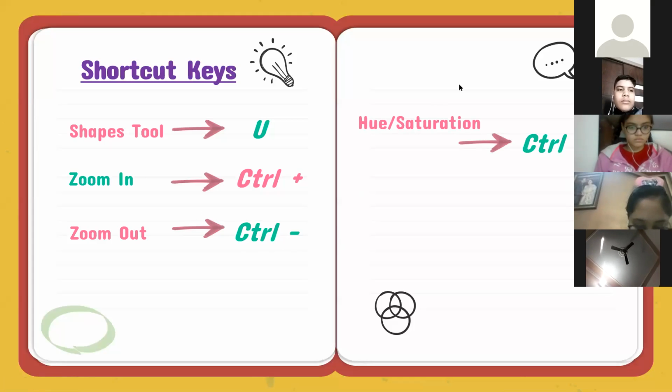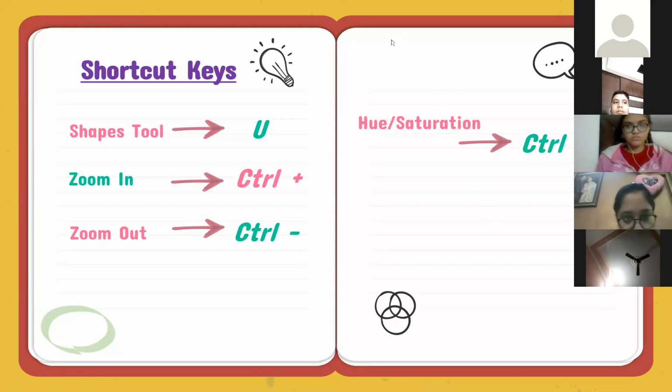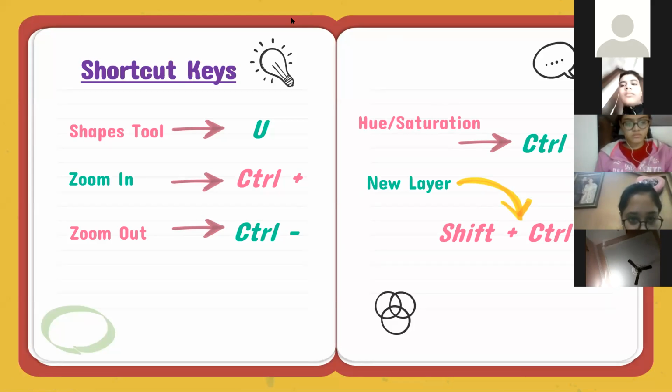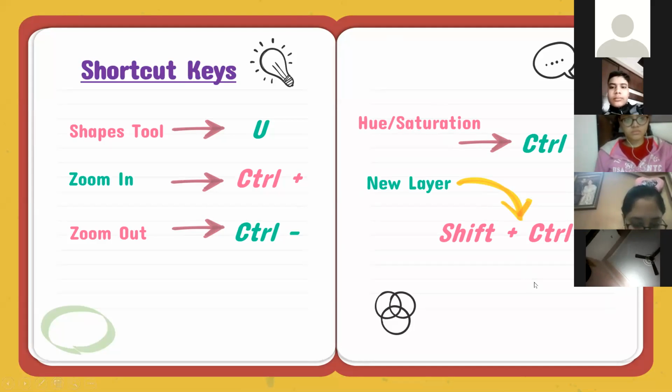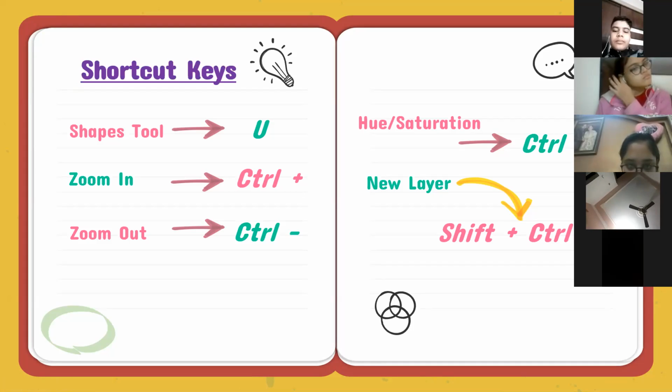Then hue and saturation dialog box, to adjust the hue and saturation in the image, the color and the intensity of the colors in an image, you can use Control plus U. When you press Control plus U, it will open the hue and saturation dialog box and you can make changes in the different levels of the colors. Next is for inserting a new layer. You can work with many layers in your image. You can insert a new layer by using the shortcut key Shift plus Control plus N.